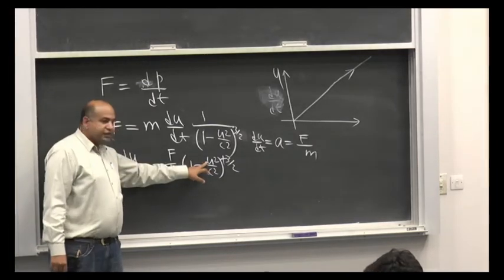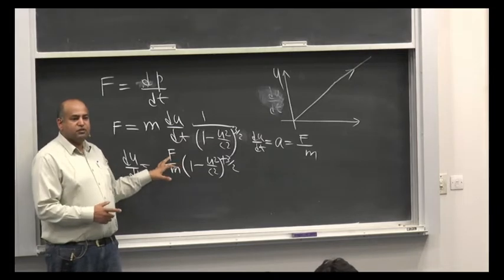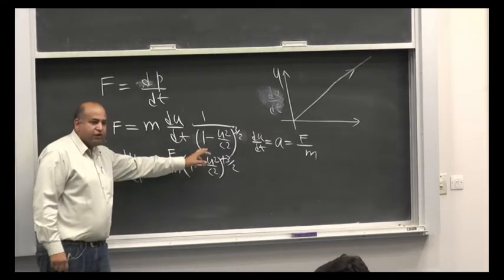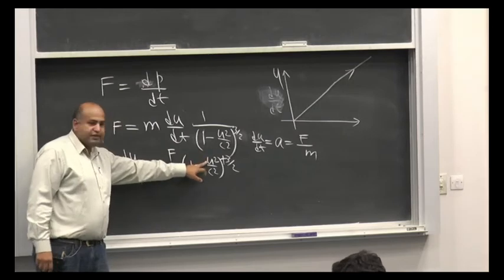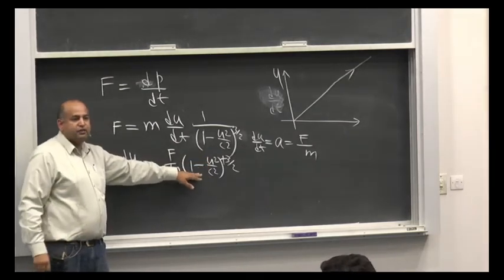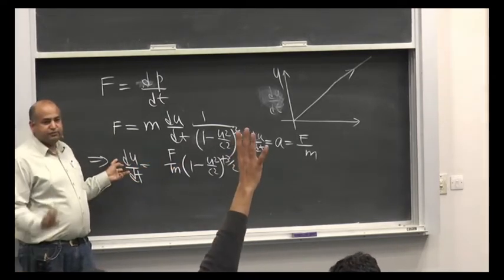As you keep on increasing velocity, you need more and more force to have the same acceleration. So when u is roughly 1c, that is, you are approaching the speed of light, this factor will approach 0. No matter what you do, you can't get any acceleration.